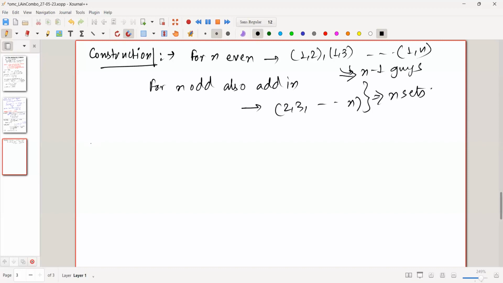Now this is a bit of a harder problem than the previous one, so I want to prove it. Let's try the case n even first. I want to prove m is at most n minus 1. So again, let v_i denote the vector for C_i.